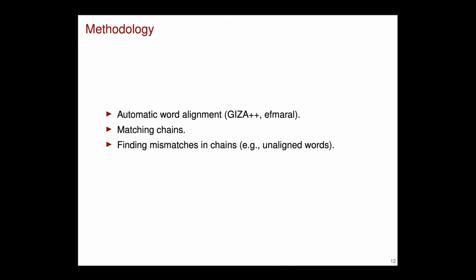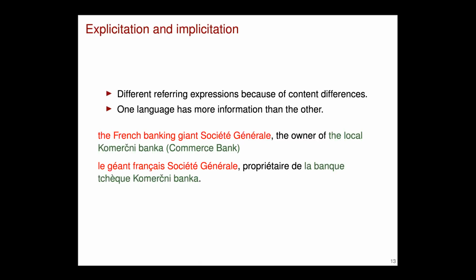The typical alignment methodology here is that you run some sort of automatic word alignment, GIZA++, or sometimes we also use Torvald Östling's Eflomal aligner. Then somehow you have to match the chains based on the word alignments, find out which chain corresponds to which one. And then you find mismatches in the chains. The exact details of the methodology vary a bit across the different studies that we've done. But one thing that we've looked at repeatedly is finding unaligned words that occur in a chain, and then figuring out whether or not these correspond to something that occurs in a chain in the other language. And there are various reasons why you find those disparities between source and target coreference chains.